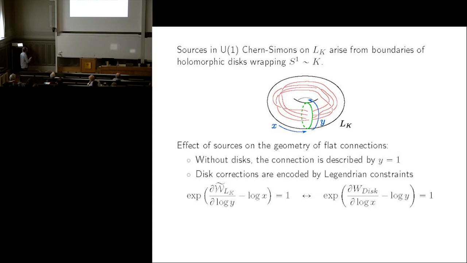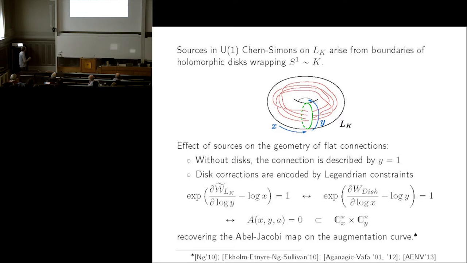And this relation is encoded precisely by the saddle points of the integral that you saw on the previous slide. So this is the saddle point equation. You can rewrite them equivalently in this form. These are just constraints arising from the Legendre transform. And what this equation is describing is those flat connections on the torus boundary that can be extended to flat connections in the bulk in presence of these Wilson lines. So therefore, these equations are nothing but the augmentation polynomial of the knot that gives rise to this conormal. And indeed, on the right-hand side here, you can recognize the familiar statement that the Gromov-Witten disk potential arises from the Abel-Jacobi map on the augmentation curve.